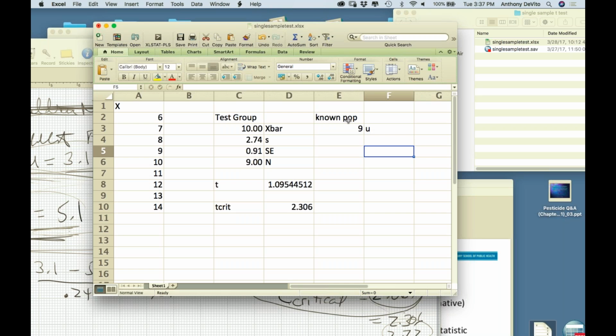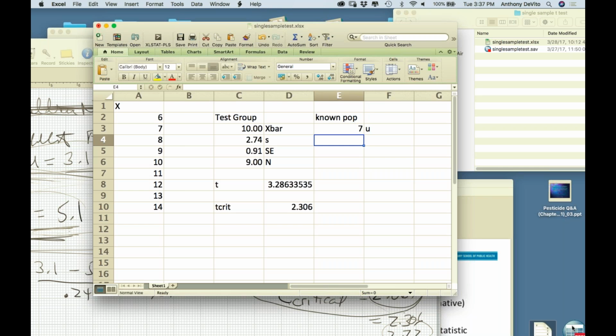Okay, well, what if the known population mean was 7 instead of 9? Well, then my t-score was 3.28. Did I exceed my t-critical? Well, they're far enough apart that I could say with about 95% certainty, less than 5% chance of being wrong, that they're different. So I can reject my null hypothesis, accept my alternative hypothesis.